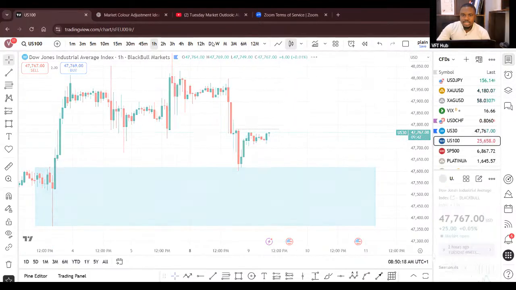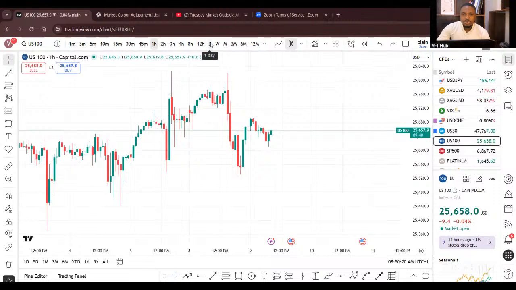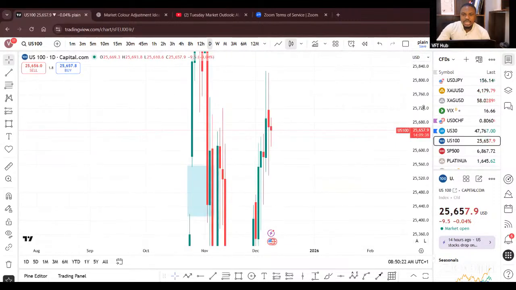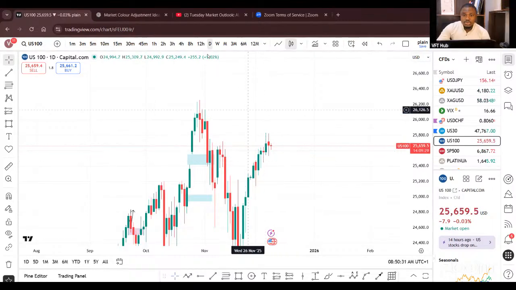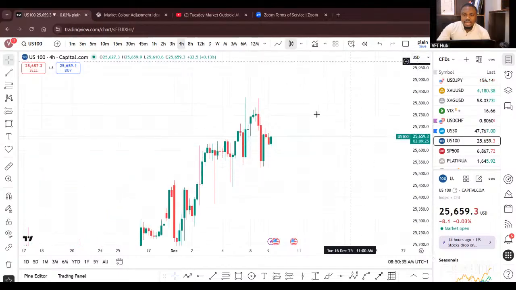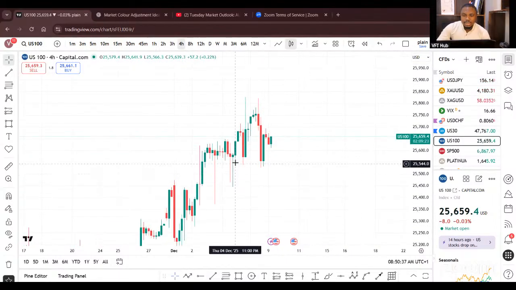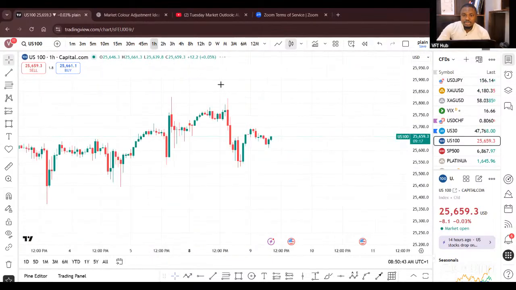Moving to the next, that's US100 on the daily time frame. Also almost the same analysis we have. Price tapped into this fair value gap and then sold off yesterday. And then on the 4-hour time frame, what do we have? We have a shift in price action, in market structure, like a shift on the 1-hour time frame.